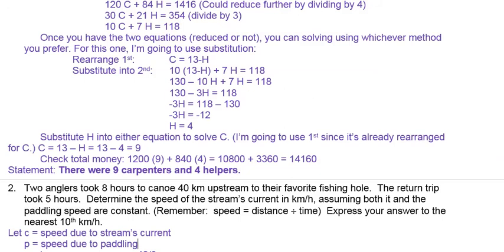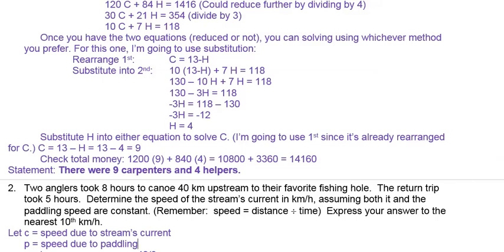Now this one's a little tricky, so you might want to pause and think about it for a moment. What are the pieces of information that would give us two equations for these two variables? And my hint for you is that we're going to have one equation for going upstream and a different equation for going downstream.